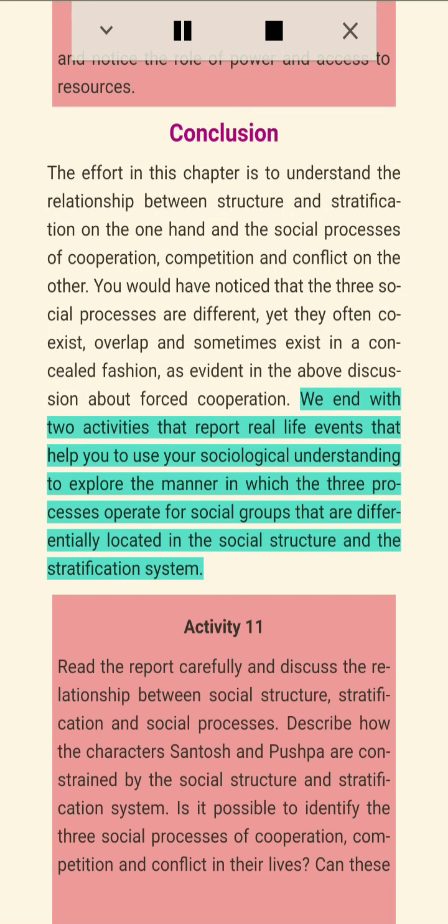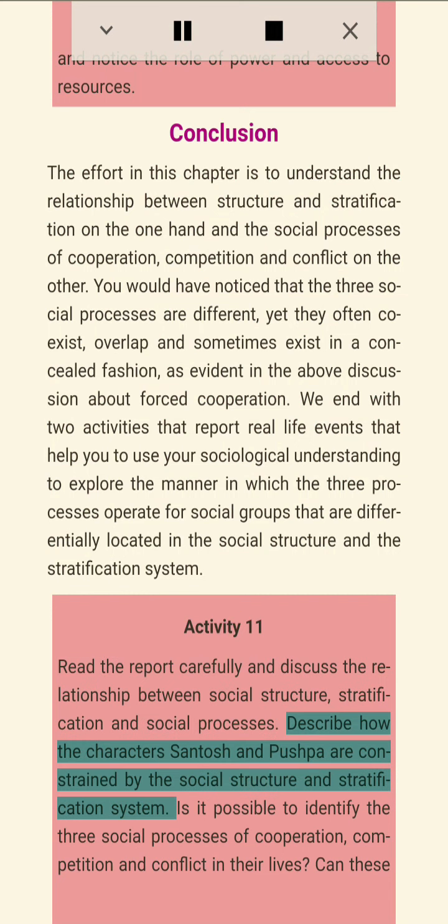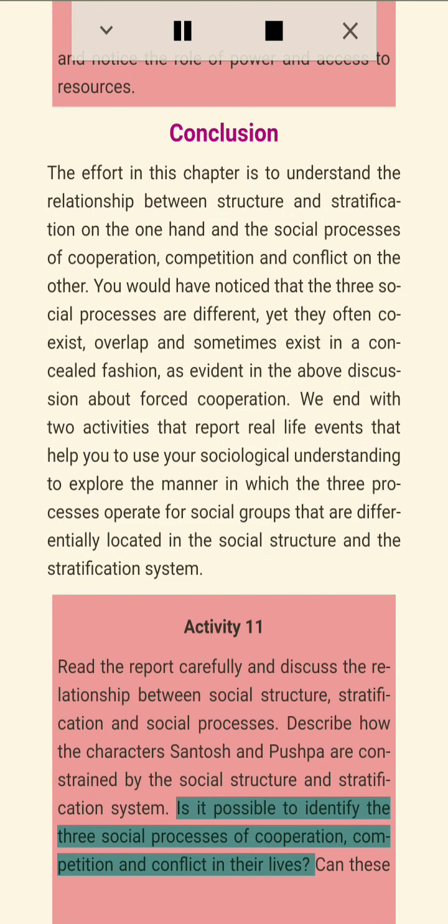We end with 2 activities that report real-life events that help you to use your sociological understanding to explore the manner in which the 3 processes operate for social groups that are differentially located in the social structure and the stratification system. Activity 11: read the report carefully and discuss the relationship between social structure, stratification and social processes. Describe how the characters Santosh and Pushpa are constrained by the social structure and stratification system. Is it possible to identify the 3 social processes of cooperation, competition and conflict in their lives?